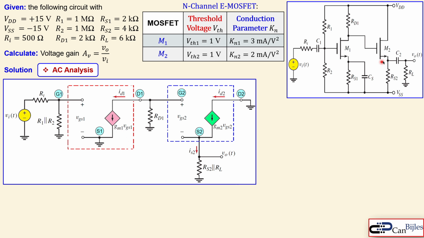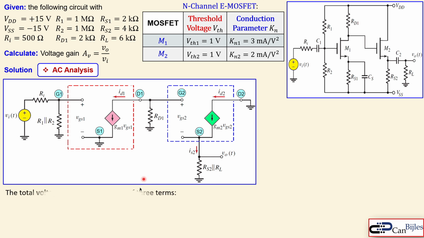We also see the RS2 here, which is going from source to AC ground, and also shorted C2 because of the AC analysis, and also RL because they are now effectively in parallel. That's what you see here. And we measure the voltage at the source of M2. Okay, and there's the current here, IS2, which is exactly the same as the ID2 because this is an open circuit. Now we need to develop the equations to get the total voltage gain.